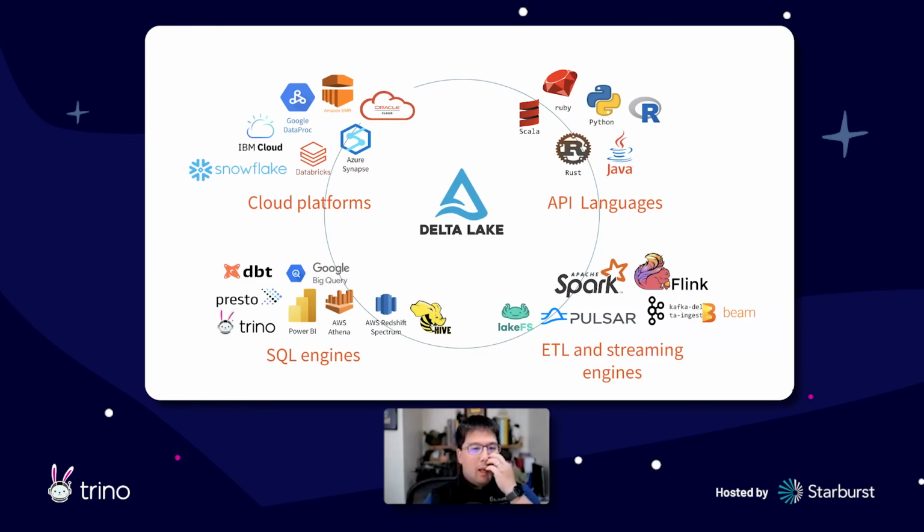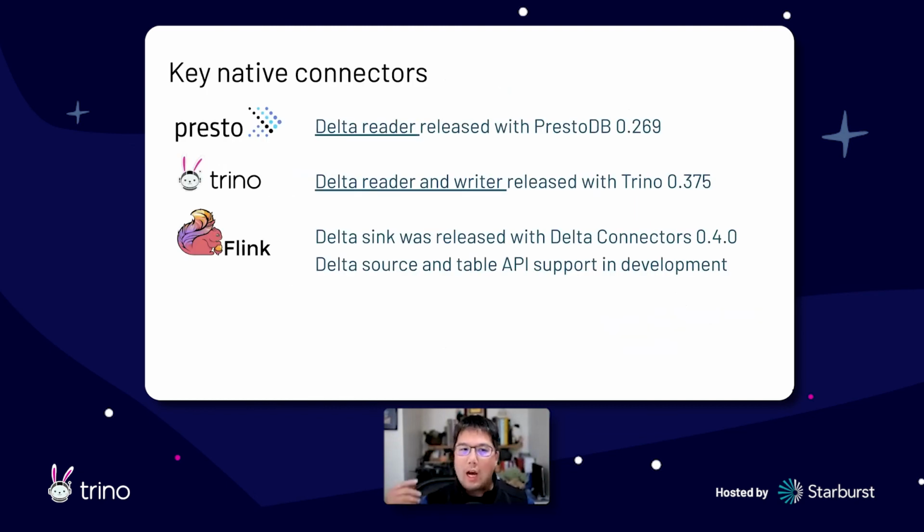And then in terms of the connector ecosystem, with the few minutes that I've got left, as you can tell, Delta Lake has multiple API languages, Scala, Ruby, Python, multiple cloud platforms, multiple SQL engines, and ETL and streaming engines. So lots of different systems that all work extremely well with Delta Lake. And there are even more integrations. Some call-outs: we're calling out the Presto, Trino, and Flink ones that were just recently released, so that's why I wanted to call those out.